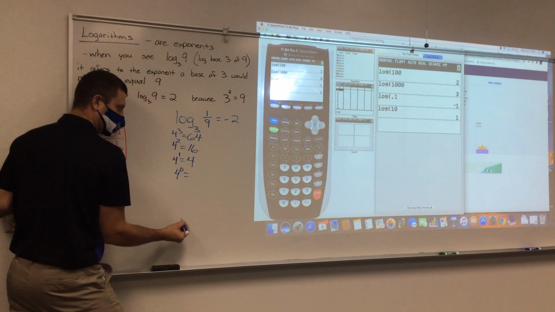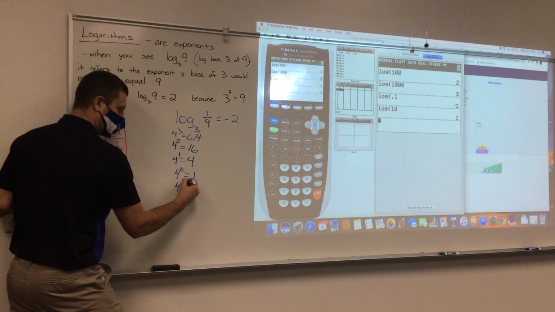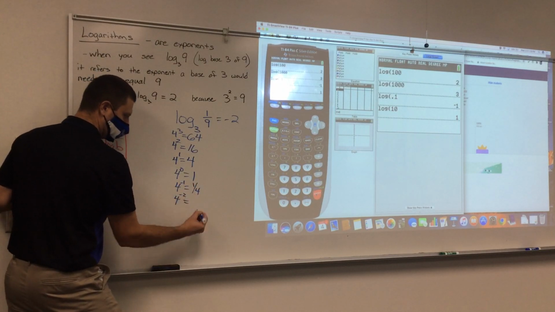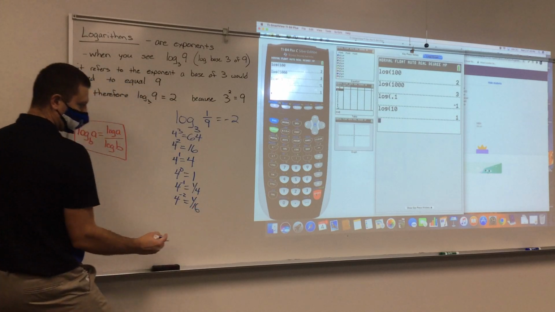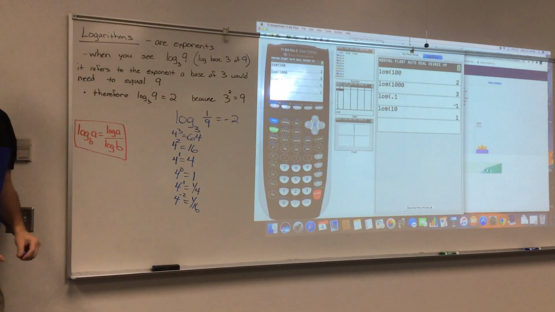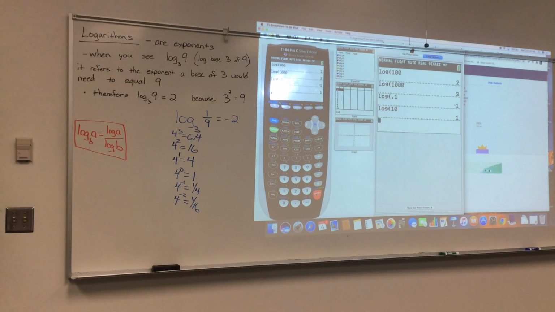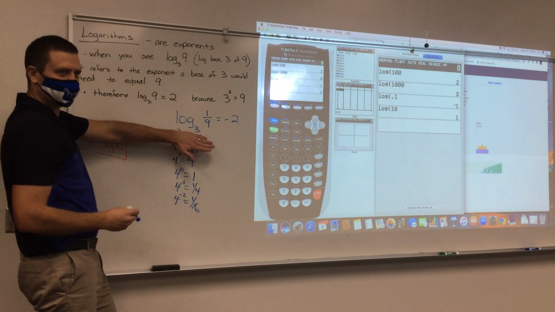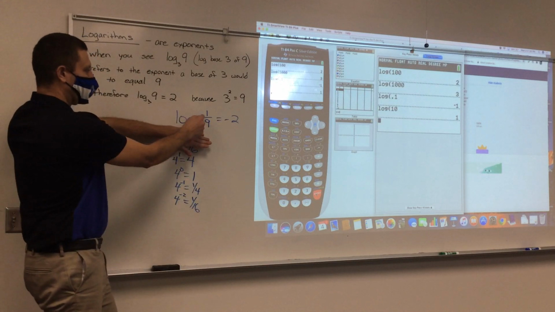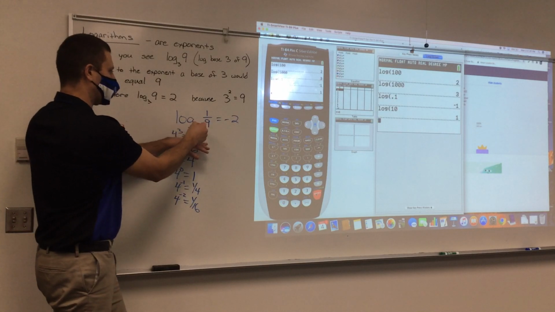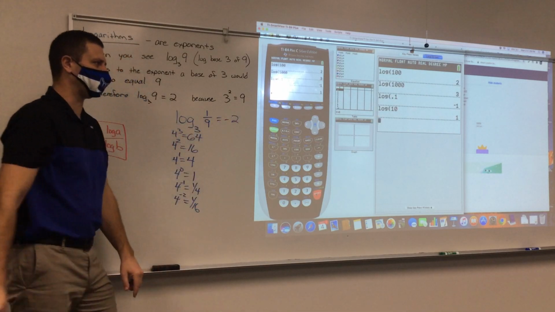So what's 4 to the 0th? 1. What's 4 to the negative 1? 1/4. 4 to the negative 2? 1/16. You see how they're basically the same, they're just fractions? So that's why log base 3 of 1/9, if you know the answer's a fraction, the exponent probably has to be a negative number.